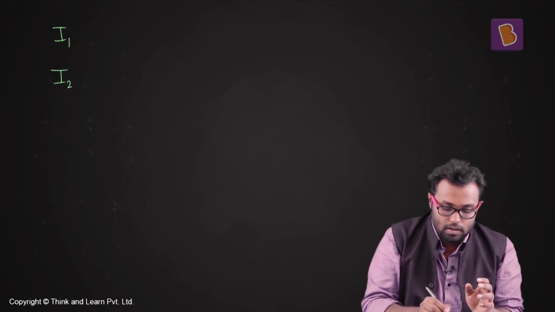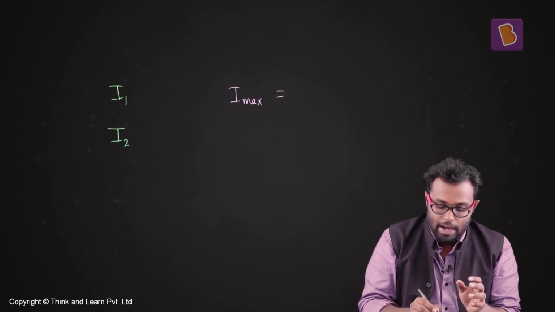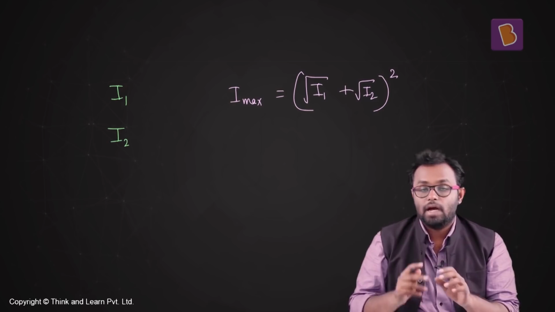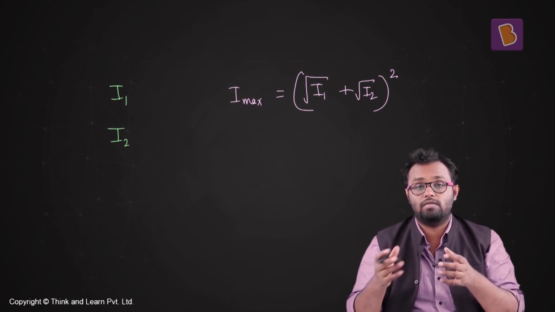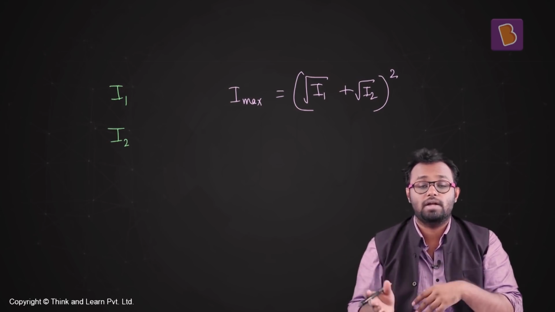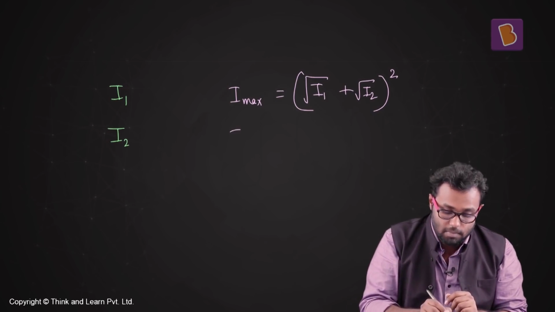So what I'm going to do here is I'm going to write the maximum intensity, and that is root I1 plus root I2 the whole square, and this is a formula. It wouldn't hurt for you to remember, because you can't always go and derive. This comes from I is equal to I1 plus I2 plus 2 root I1 I2 cos theta. You put cos theta is equal to 1, so you get this formula. When you put cos theta is equal to minus 1, you get the formula for I minimum.